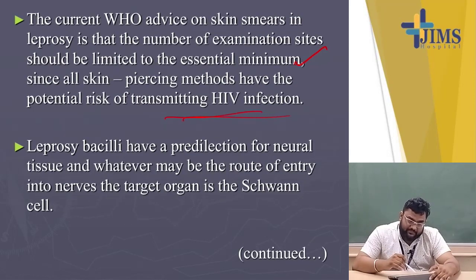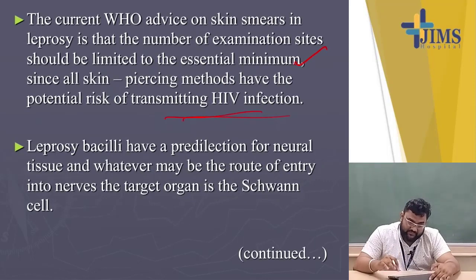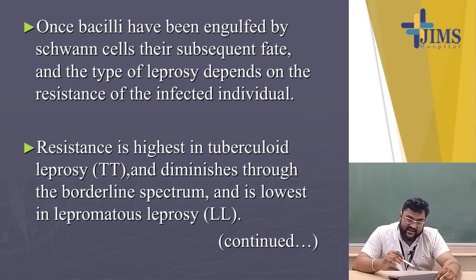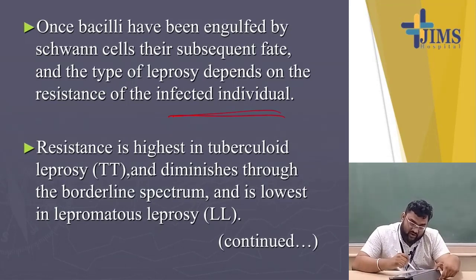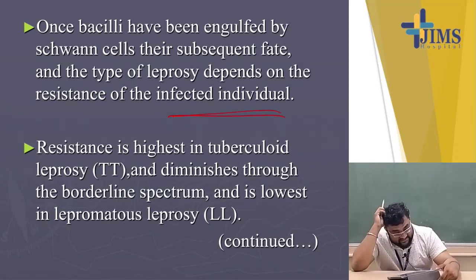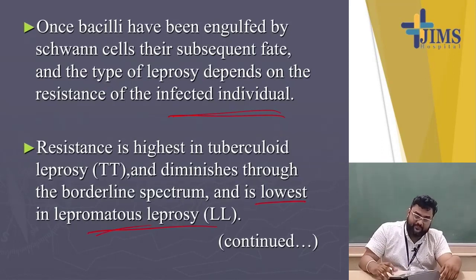Now, lepromatous leprosy bacilli have a predilection for neural tissue, and whatever may be the route of entry into the nerves, the target organ is the Schwann cells of the nerves. Once bacilli have been engulfed by the Schwann cells, their subsequent fate and the type of leprosy depends on the resistance of the infected individual. Resistance is highest in tuberculoid leprosy and diminishes throughout the borderline spectrum, and is lowest in lepromatous leprosy.